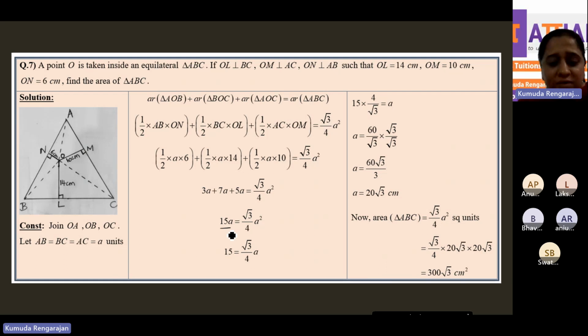You're dividing both the sides by a, children. Think like that. So a and a will get cancelled. Here a and a square, so this will become a. You're dividing this one by a, this one also by a. So a and a square gives you a cancels. So you get 15 is equal to root 3 by 4 a.